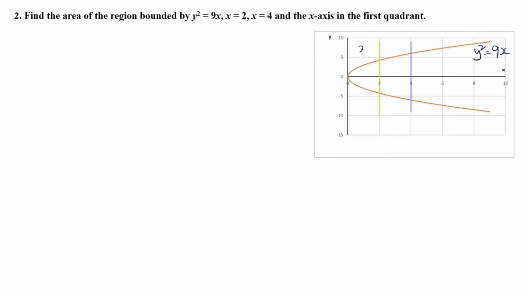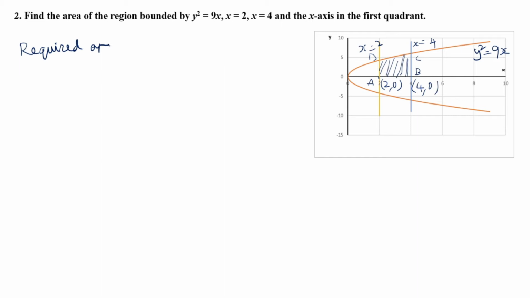The line x is equal to 2 is a straight line which passes through 2, 0 and parallel to the y-axis. This is the line x is equal to 4. It is a straight line which passes through 4, 0 and parallel to the y-axis. So we have to find the area of the region which is bounded by the curve y square equal to 9x, x equal to 2, x equal to 4, x-axis in the first quadrant. So this is the region. Let us mark this as A, B, C and D. So here we can write the solution.